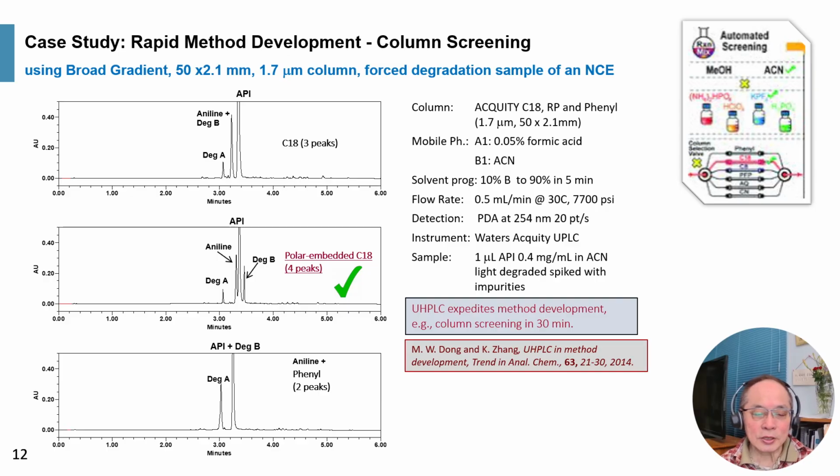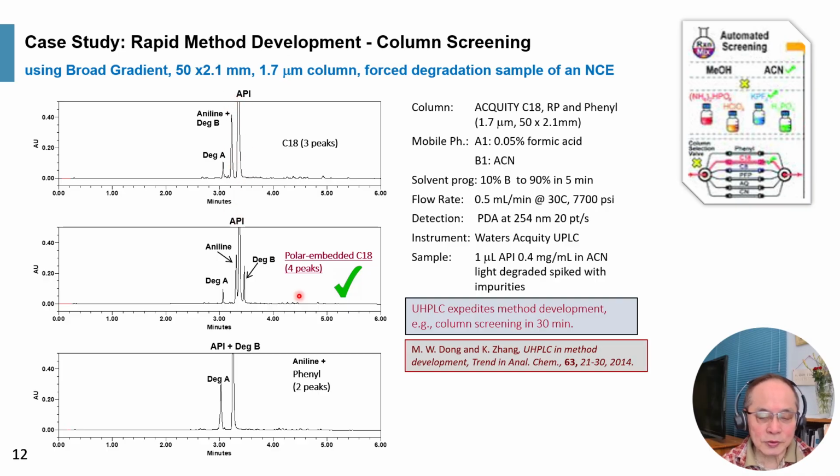Another case study showing rapid method screening. This is the method screening of a forcibly degraded sample of an NCE. Often we do that to see which bonded phase is the most effective in separating, to basically key in on the best bonded phase for our separation. And this is a difficult case because we know that on C18 there's a compound that's hidden underneath the API peak, due to the peak shape being strange and broad.